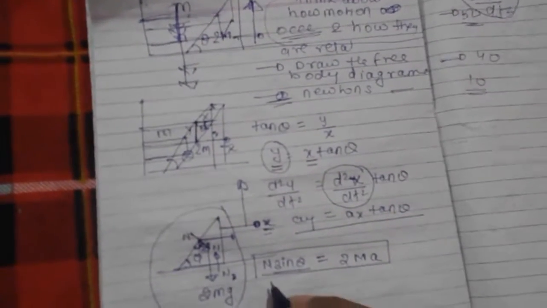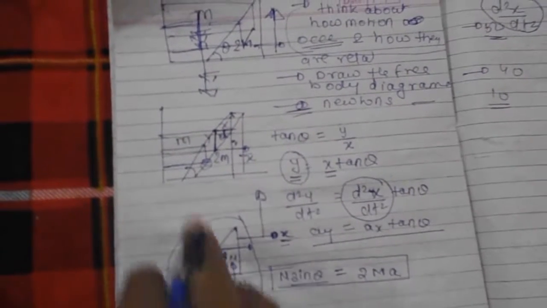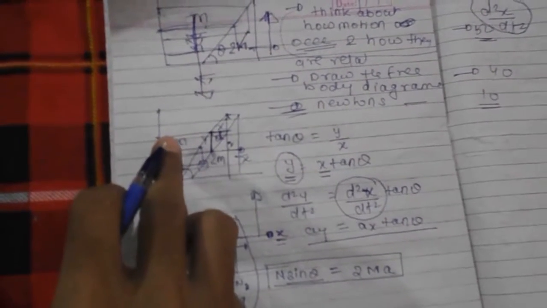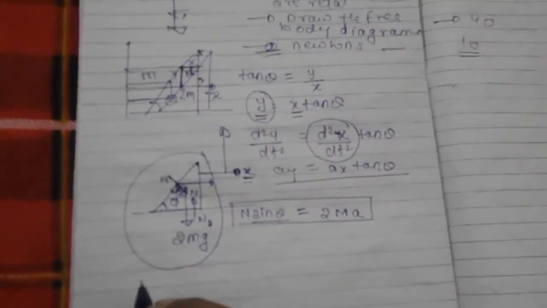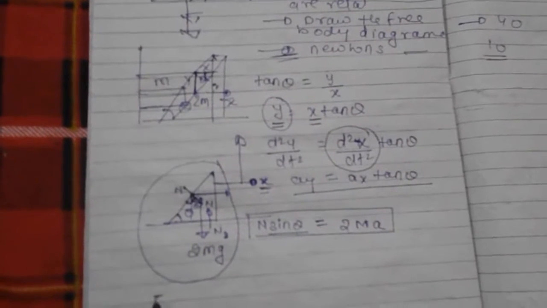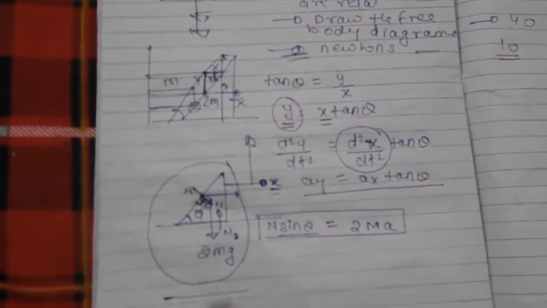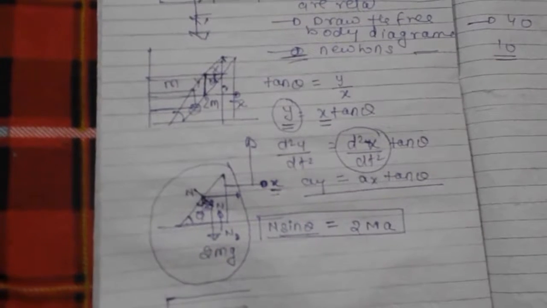Now, what do I have more? I should draw the free body diagram for this guy, for m. If you look at it very carefully, it will be something like this.